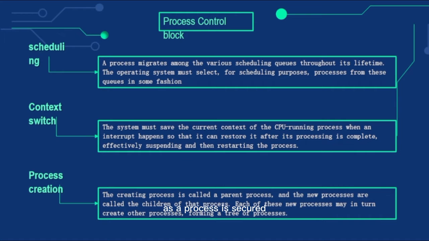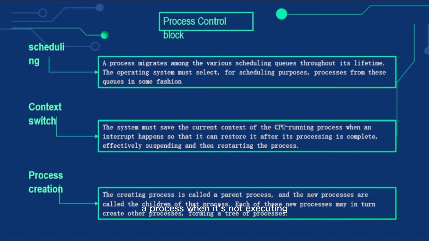As a process executes, it changes state. The state of a process is defined by the process's current activity. Each process may be in one of the following states: new, ready, running, waiting, or terminated. Each process is represented in the operating system by its own process control block.